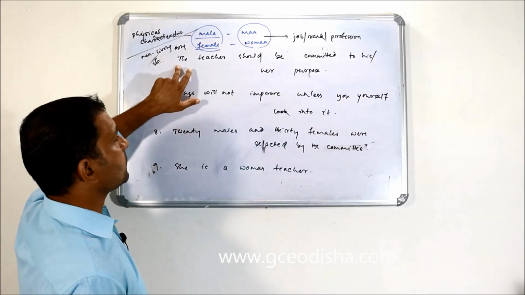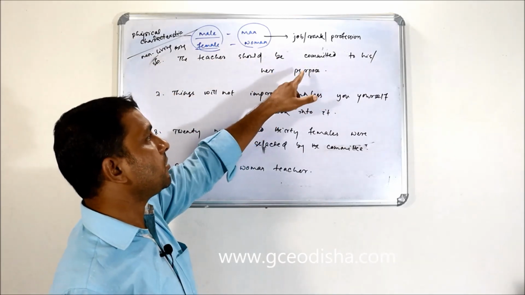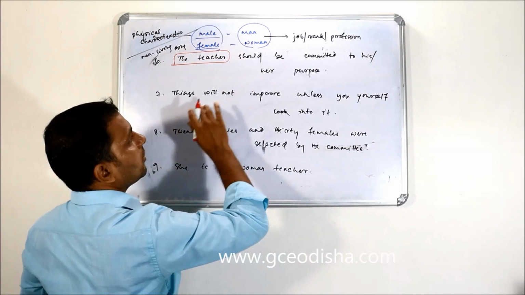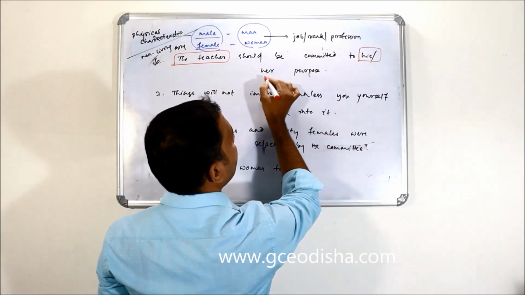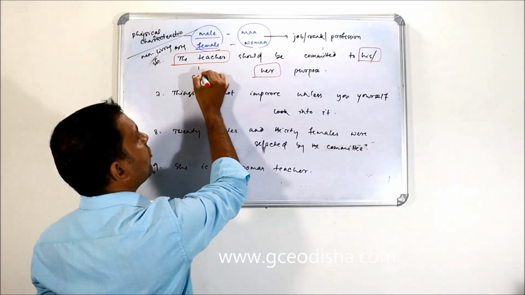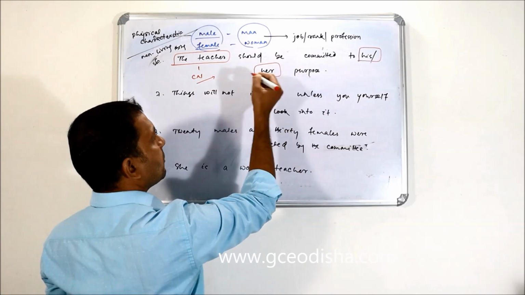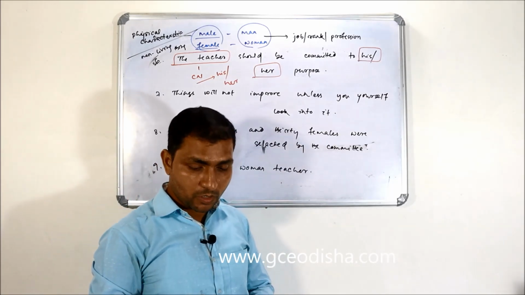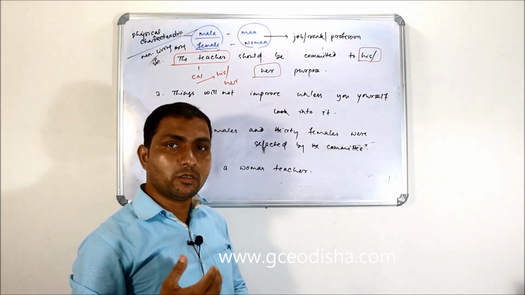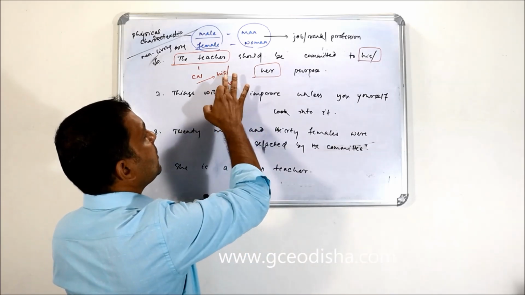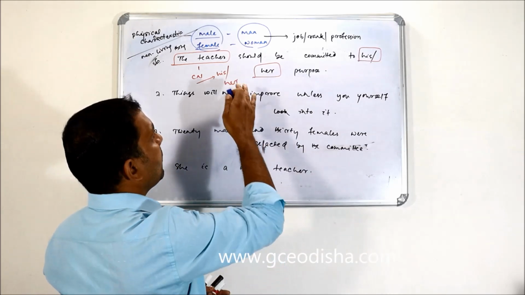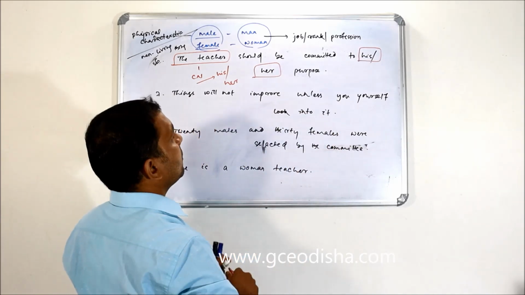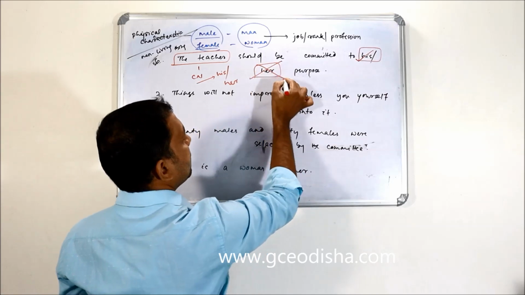Let us see now. The teacher should be committed to his or her purpose. Now what is the noun we have? Teacher is a common noun. For a common noun we can use his, and even we can use her. That means a common noun is something which is either male or female, so for that we can use his or her. But the point is that priority is given to the masculine gender. So here the answer will be his, not her.